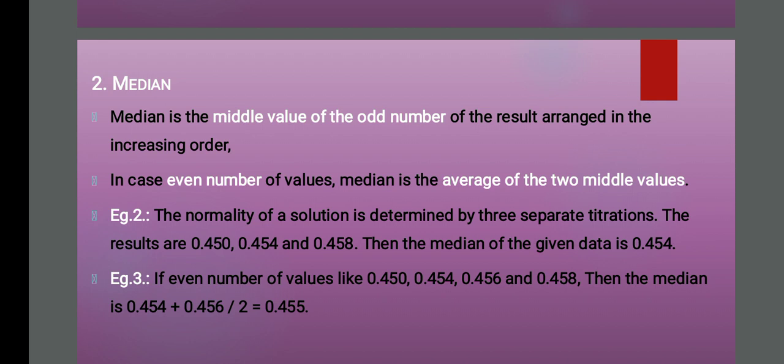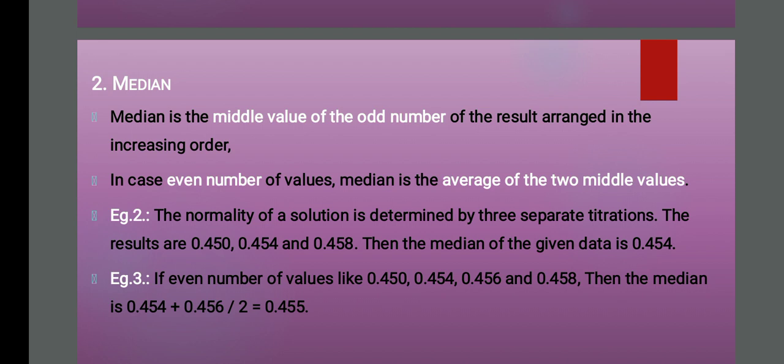Is it okay? So this is something about median. How to calculate the median? If an odd number of values is given, you take the middle value after arranging the data in increasing order. If it is an even number of data, you arrange the values in increasing order, take the middle 2 values, add them and divide by 2, which will give you the median of the given data.